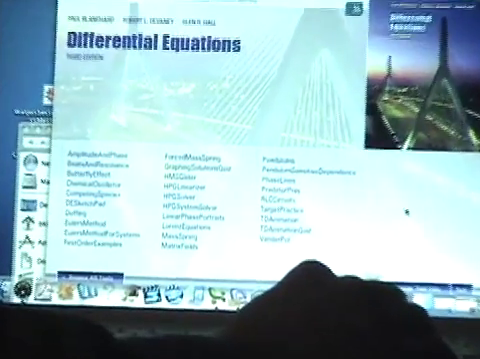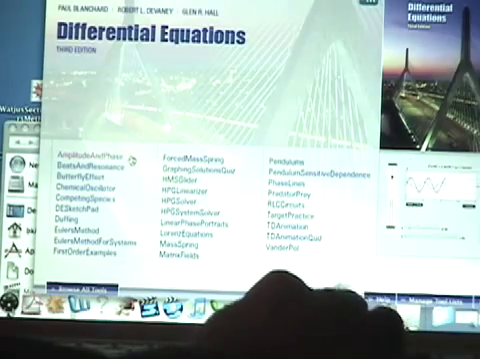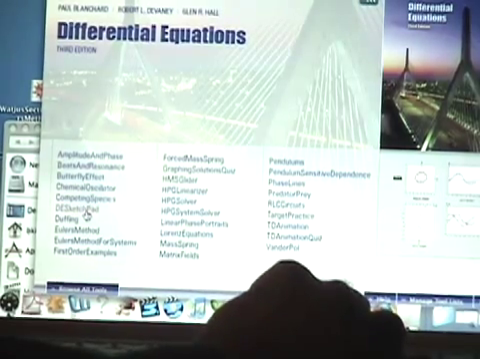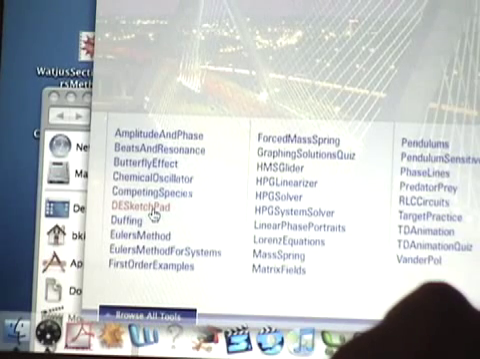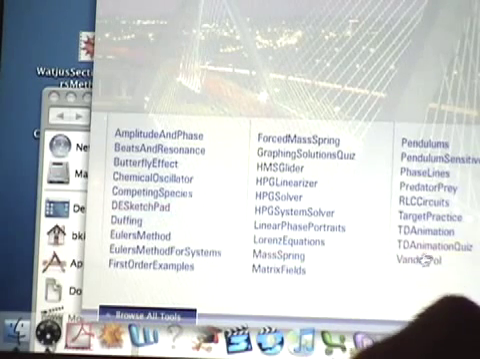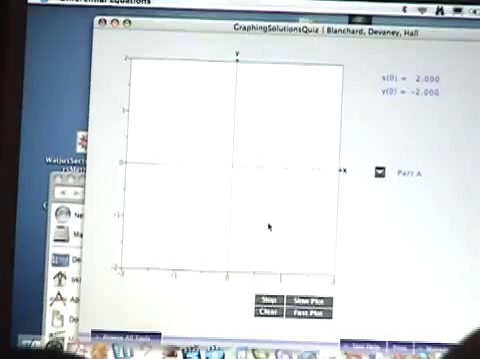The final thing I want to show you very quickly is, let's see. Oh, I forgot the name. I should remember this. Well, the DE Sketchpad is something that you should play with a little bit. But there was another one that I was thinking of. Graphing Solutions Quiz. Okay? This is actually something that I could quiz you on in a sense. Maybe not, we'll see.